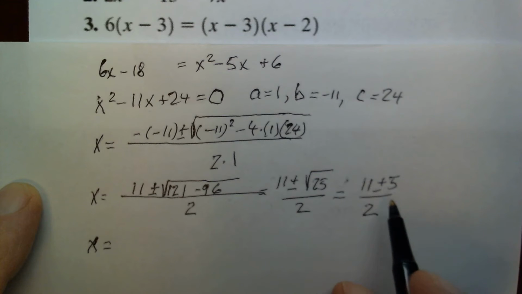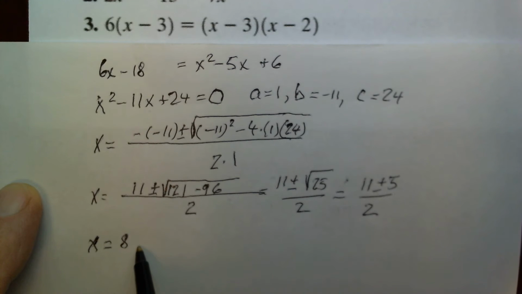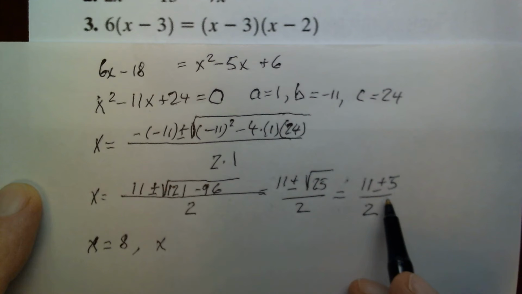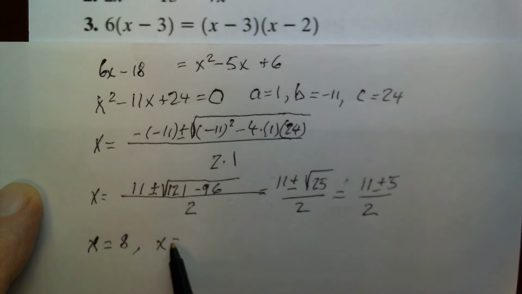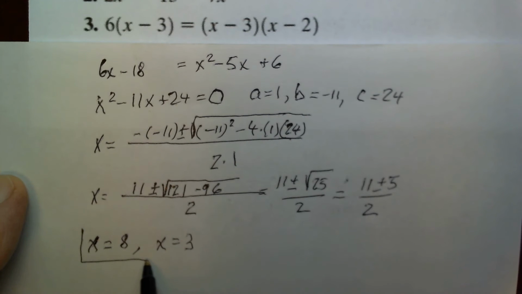So that gives us the following solution. 11 plus 5 is 16, divided by 2 is 8. And the other solution is x equals 11 minus 5 is 6, divided by 2 is equal to 3. So these are the two solutions to the given equation.